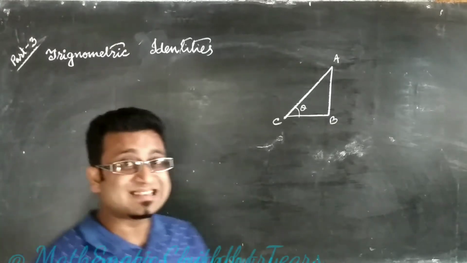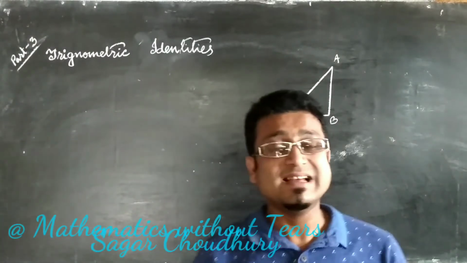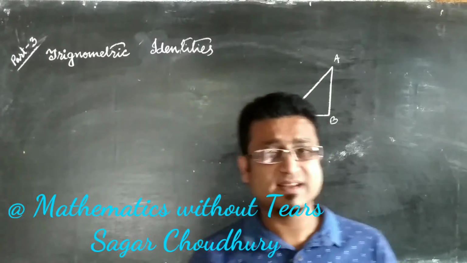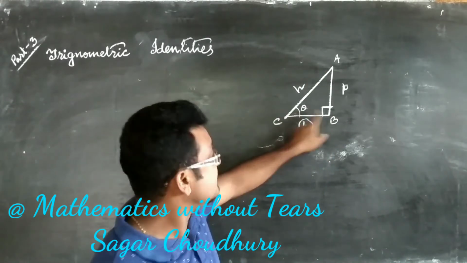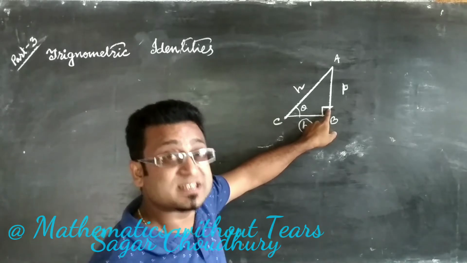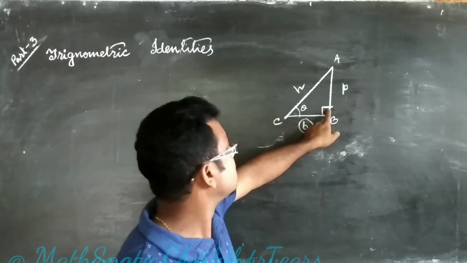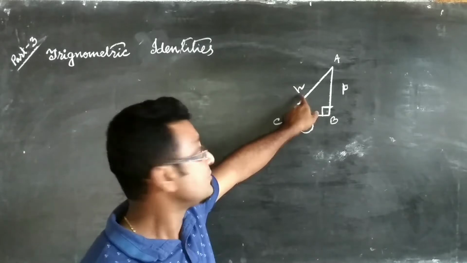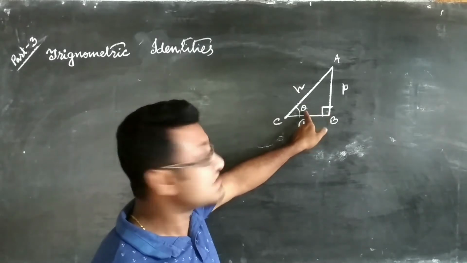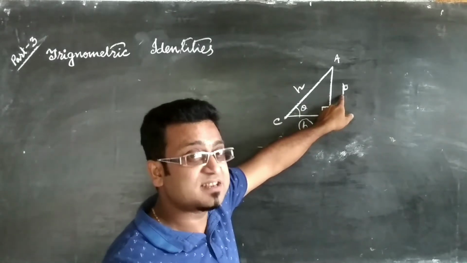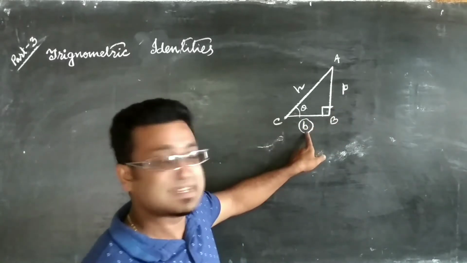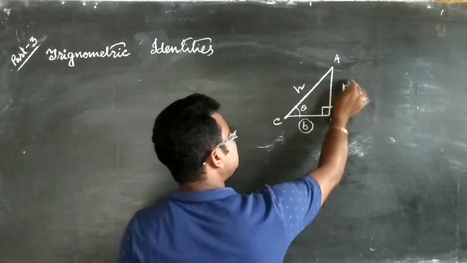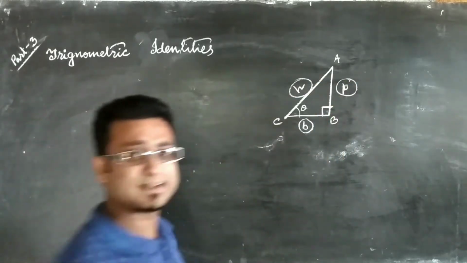Now I'm going to teach the last part of this chapter, that is trigonometric identities. I have drawn one triangle ABC where the angle is theta, this is 90 degrees, and we know the side opposite to 90 is called the hypotenuse. So I have written H. The side opposite to the angle is called perpendicular. Just recollect whatever you have learned in my first video, and this one is base. So I have marked this one as B, this one as P, this one as H.